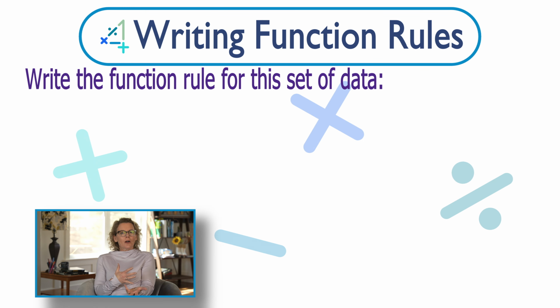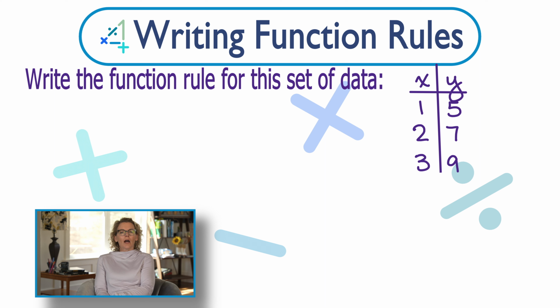Our problem looks like this. Write the function rule for this set of data. When x is 1, y is 5; 2, 7; and 3, 9. Let me write out the steps as we move along. Step 1, write y equals. Easy enough. I hope that all the steps are like that.